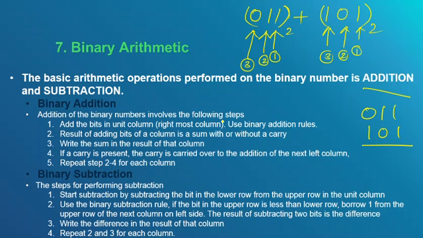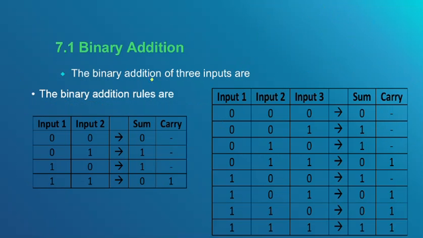So let us see the first, binary addition. This is the binary addition rule, for two inputs. If 0 and 0 are added, you will have 0. If 0 and 1, you will have 1. 1 and 0, you will have 1. If it is 1 and 1, that is 1 plus 1, you will get 1 0. Here 0 is the sum and 1 is the carry. So that is what is represented here. In the same column, if you have 1 plus 1, it will be 0.